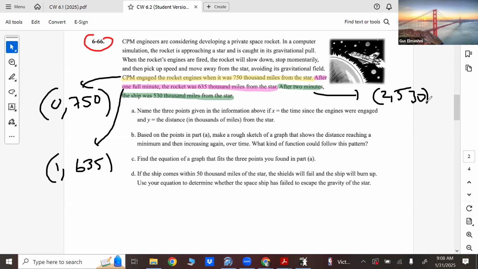I've taken information. So when you have a word problem, this is why people don't like word problems. You have to understand what we are given.